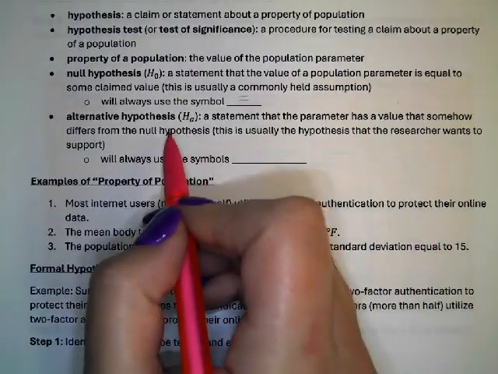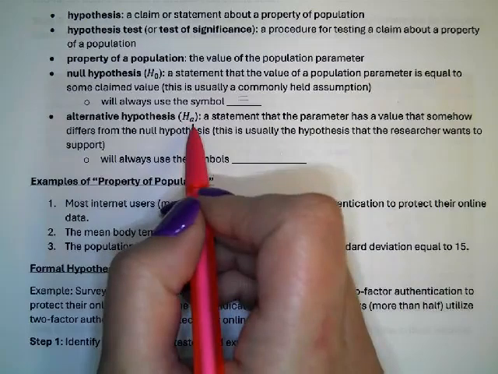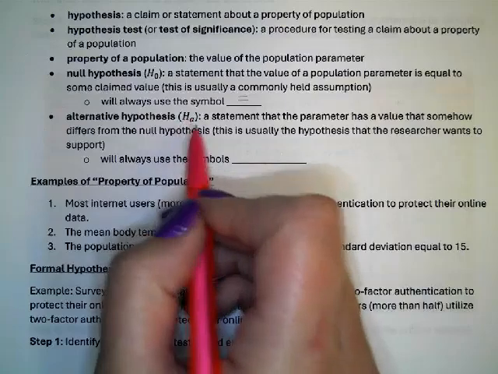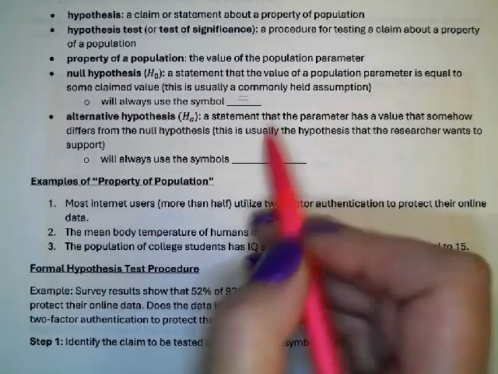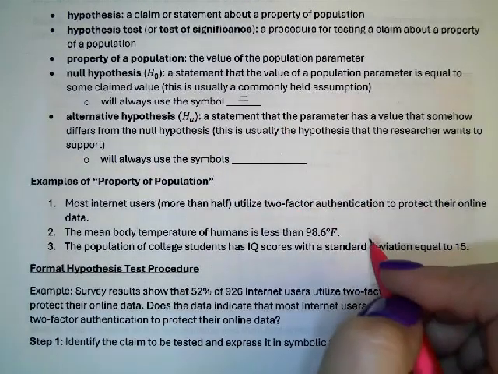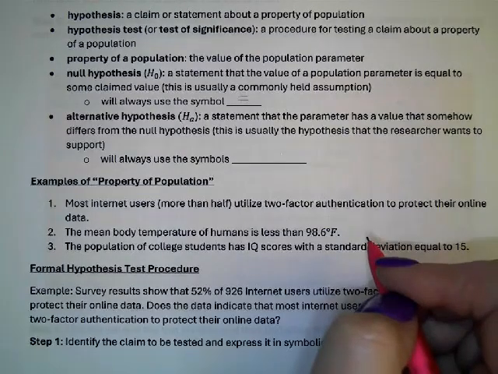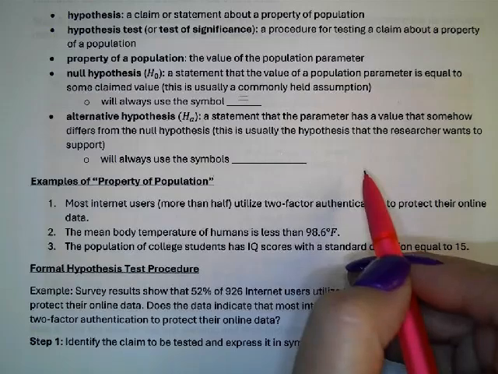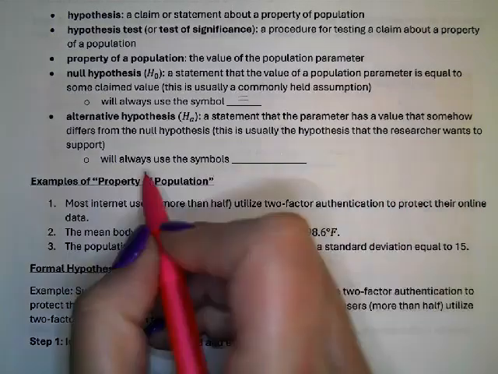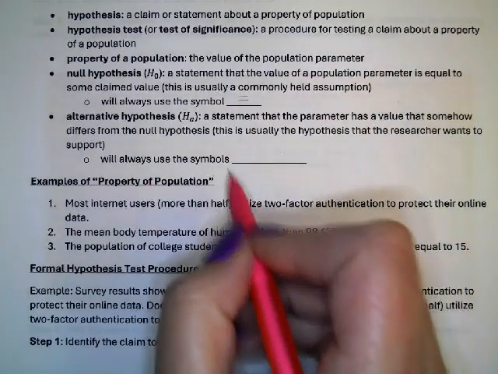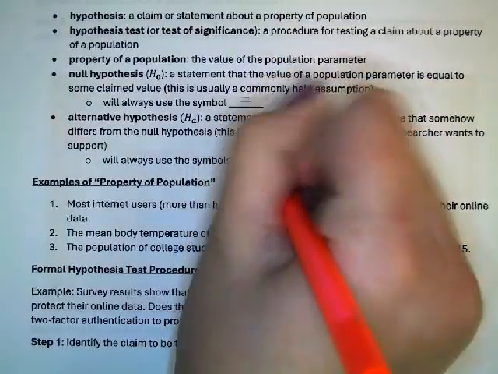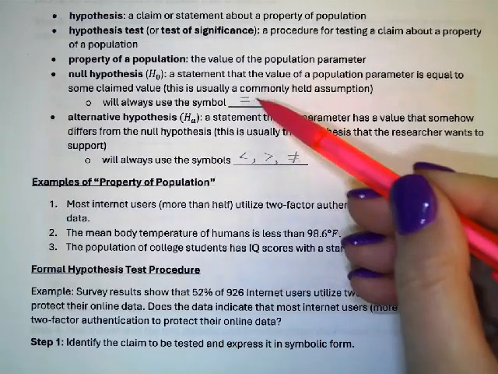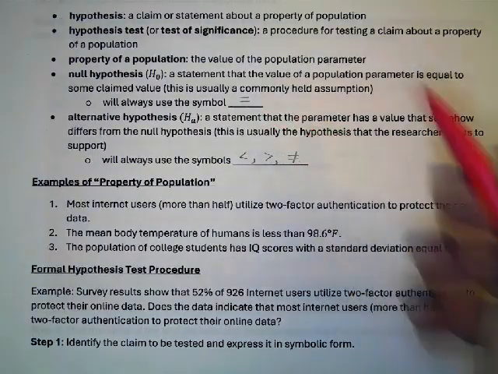Next, we have our alternative hypothesis, H sub A. Your textbook also uses H sub 1, so you'll see that in some of the screenshots that I put in these notes. This is a statement that the parameter has a value that somehow differs from the null hypothesis, and this is usually the hypothesis that the researcher wants to support. So for these, we are always going to use the symbols less than, greater than, or not equal to, because we want to see something that's different than the null hypothesis, which is equal.